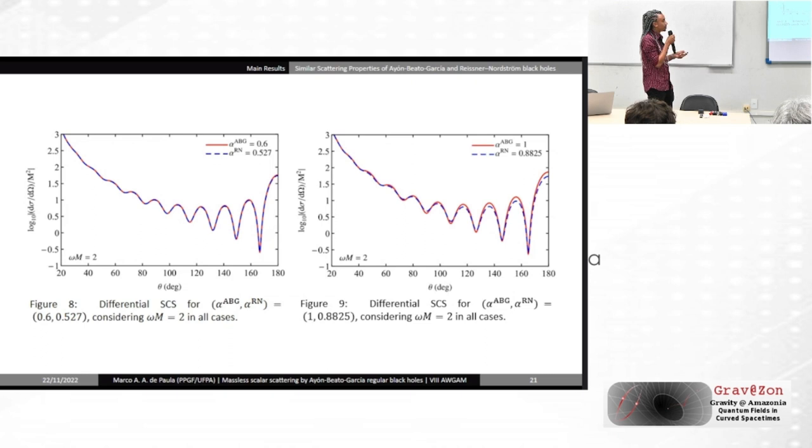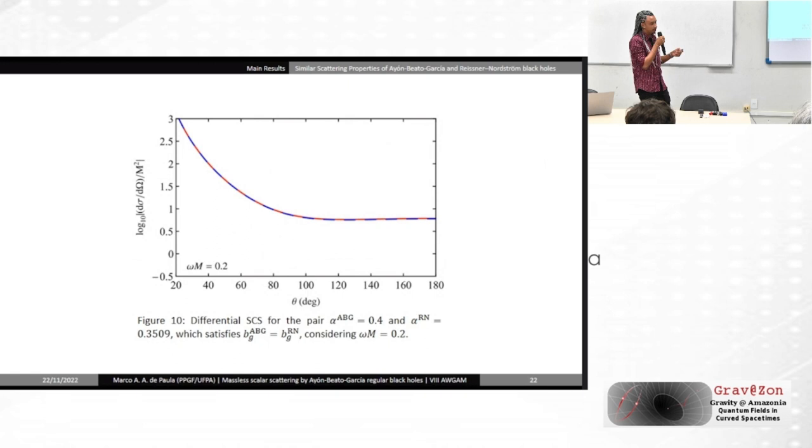So what we are seeing here is that it's possible to find configurations for which a regular black hole and a standard black hole have the same scattering properties, at least for the massless scalar scattering, for arbitrary values of the scattering angle, right? And we can also think that it is possible to find such configurations even for small values of the frequency. As you show in Figure 10, even if you diminish the values of the frequency, the scattering cross sections of the ABG and Heisenberg-Euler black holes, as long as you consider low to moderate values of alpha, remain very similar. So now let's move to the final remarks.